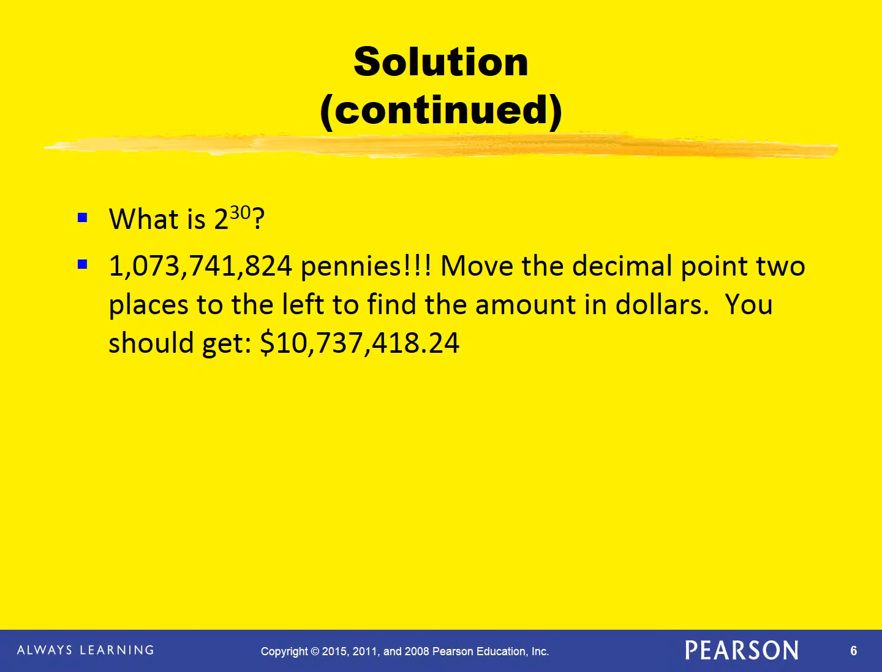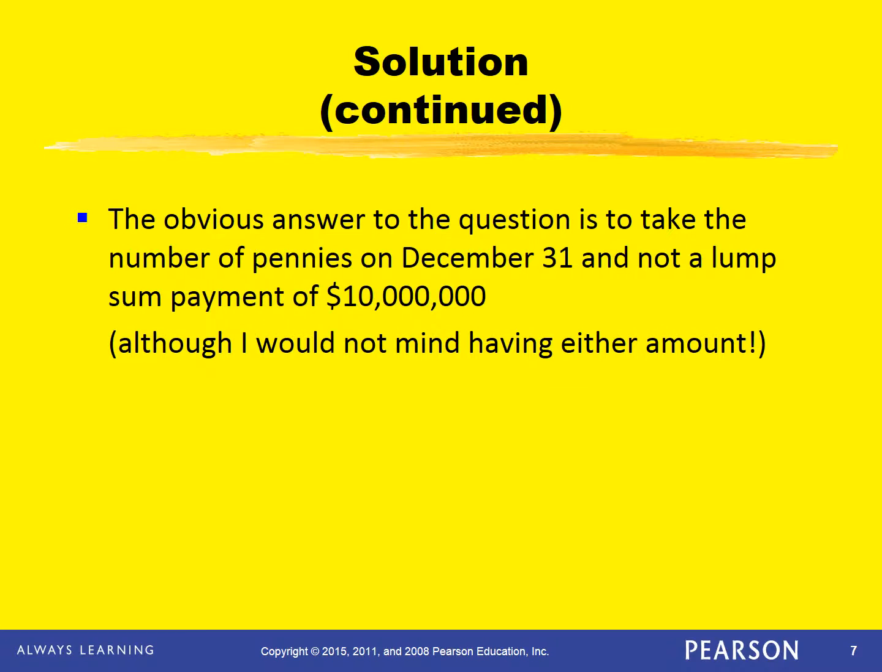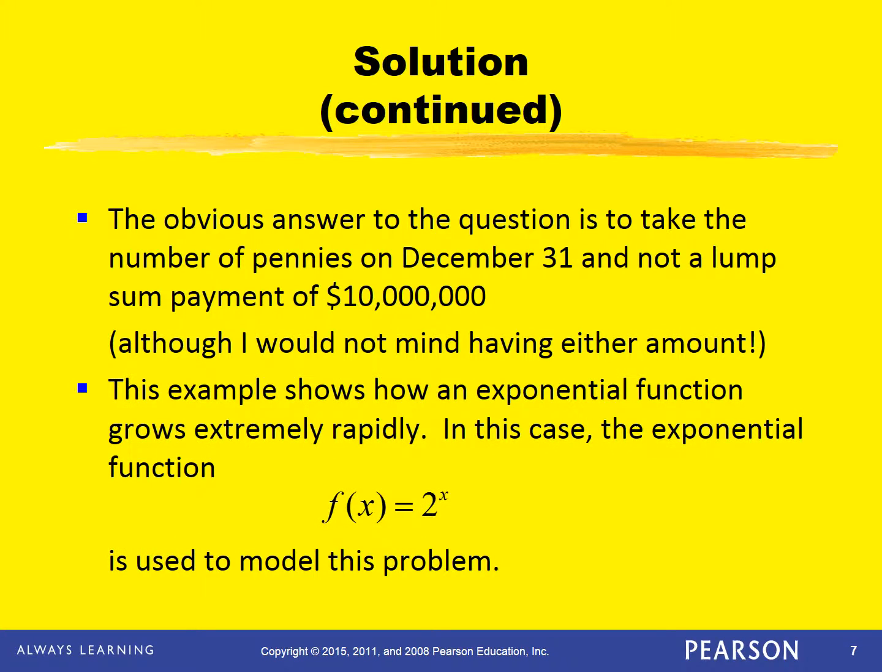Now, in dollars, this would be, take that decimal point, go 1, 2 to the left, and you have $10,737,418.24. So that's more than the 10 million. And so you would be throwing away hundreds of thousands of dollars by just taking the 10 million.